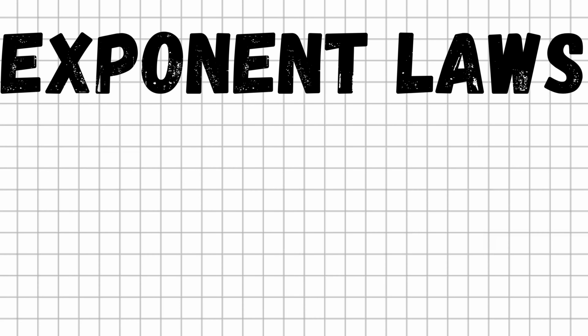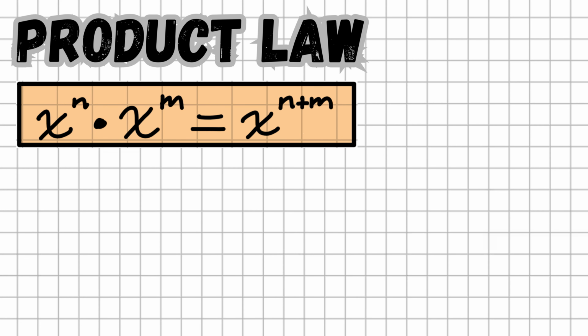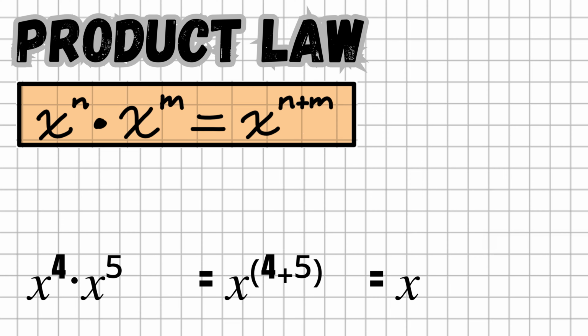This is Exponent Laws in 2 minutes. First is the product law. The product law states that when multiplying powers with the same base, you add the exponents. So when you multiply x to the power of 4 by x to the power of 5, you add the exponents to get x to the power of 9.